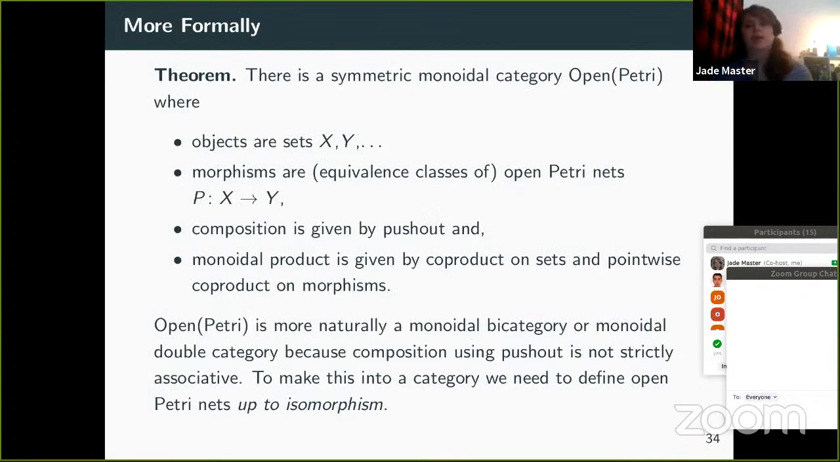First, the monoidal category. The objects are sets. The morphisms are equivalence classes of open Petri nets. Composition of morphisms is given by pushout. And monoidal product is given by coproduct on sets and pointwise coproduct on morphisms. And what I mean by equivalence is a map between the Petri nets on the apex of each open Petri net, or an isomorphism, which commutes with both of the inputs and outputs.